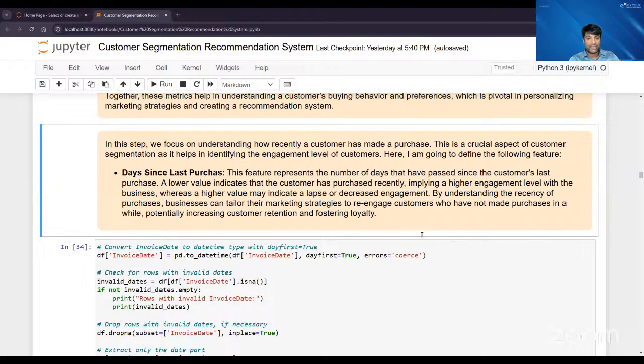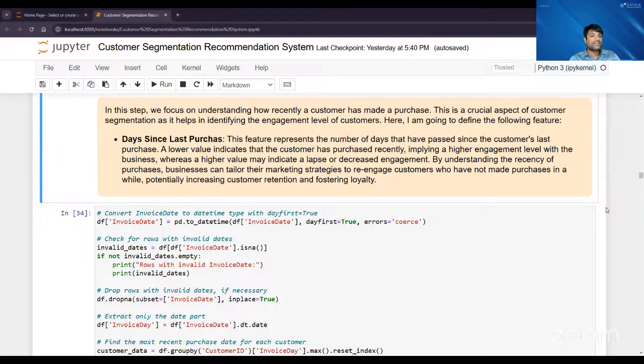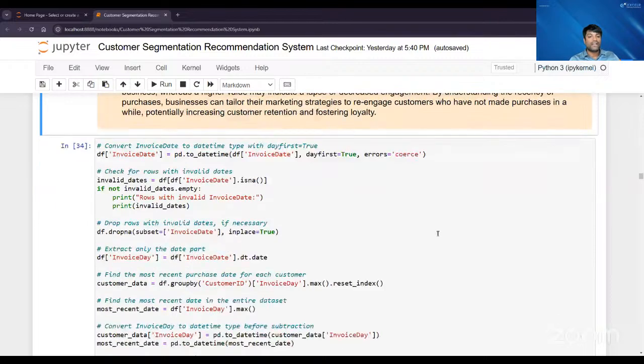We have less time, so we have to discuss a lot of things. The next thing is days since the last purchase. Here we are trying to understand how many days it has been since the customer's last purchase, basically to understand how the customer engagement is. This is our main focus. Now let us do that by using the invoice date.